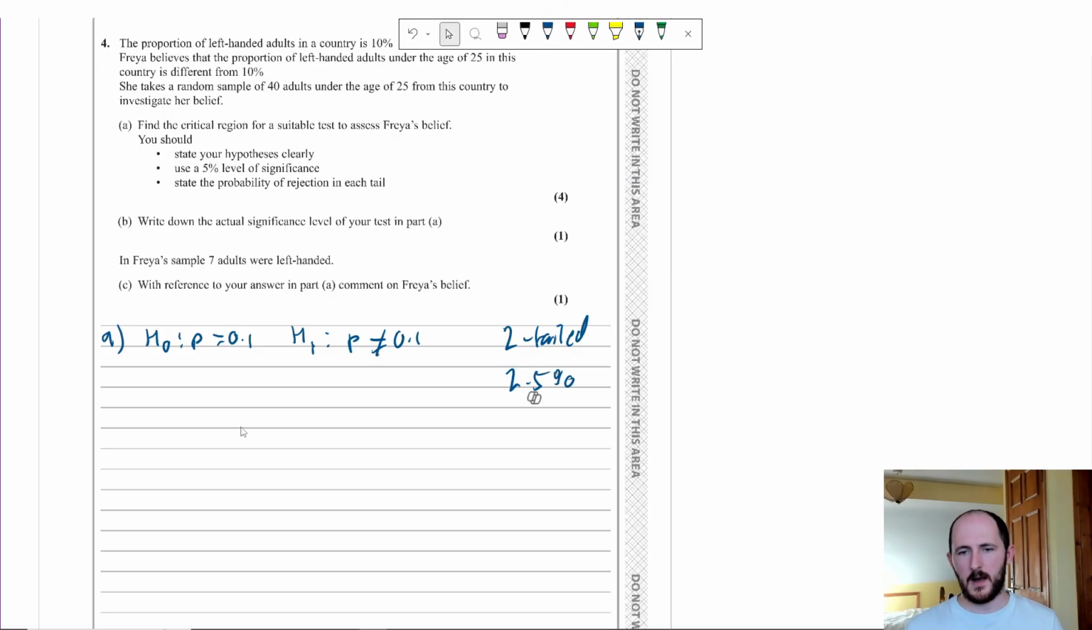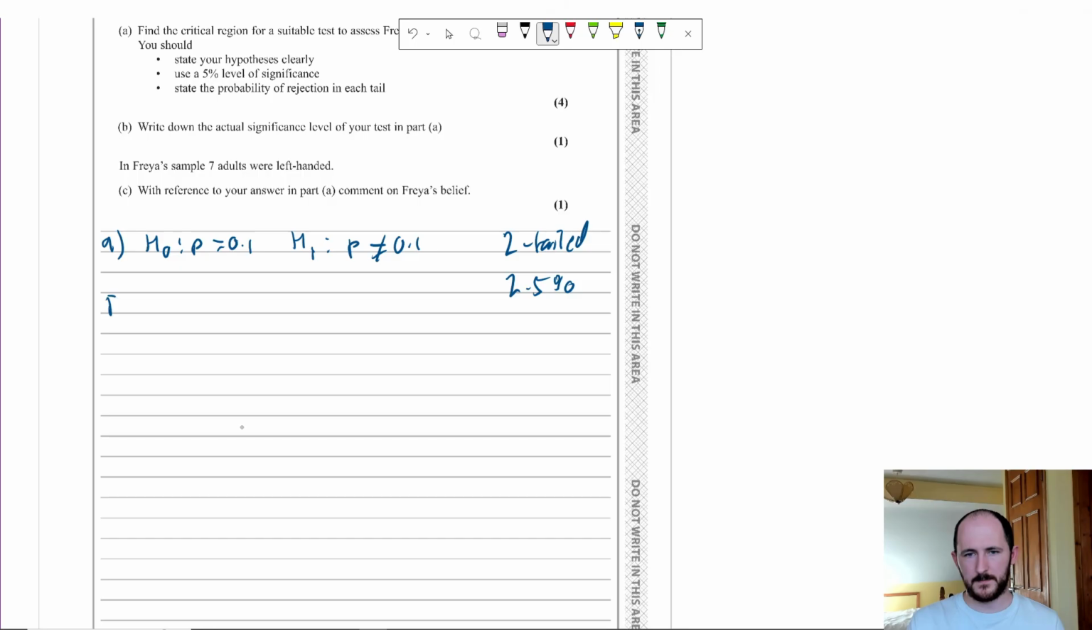So there's going to be a value where the number of left-handed people is less than n, which will give me a probability less than 0.025, right? There's also going to be a value of x greater than which we have a probability of happening that's greater than 0.975.